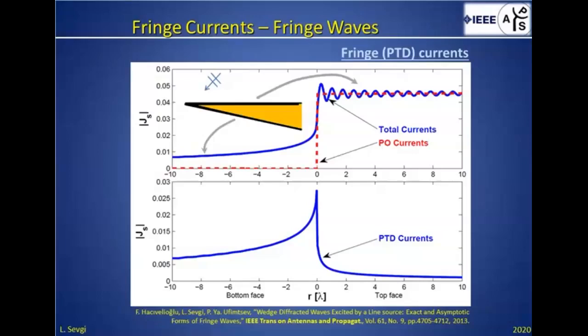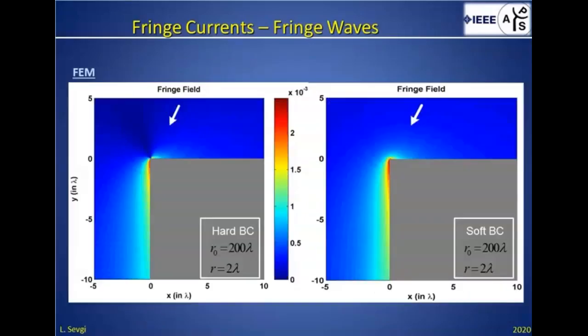And the next step is easy because you use that as a source and generate fields, diffracted fields. Next slide, please. This is a scenario obtained with the FDTD method with a right angle, 90 degrees wedge, hard boundary and soft boundary. Next slide, please.